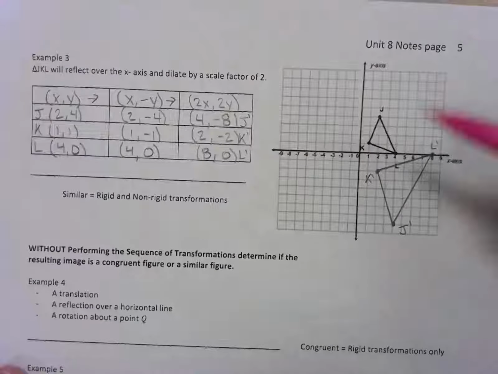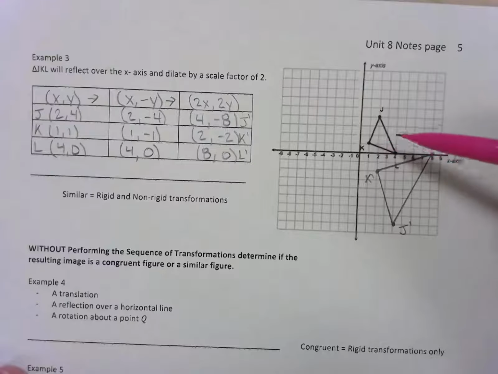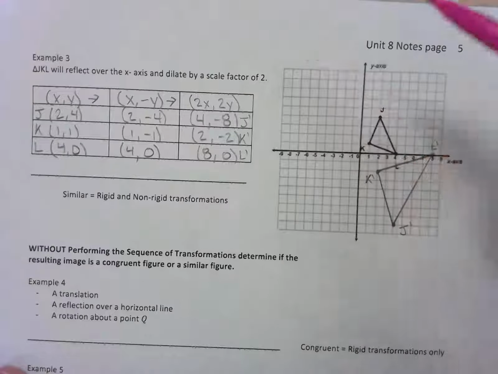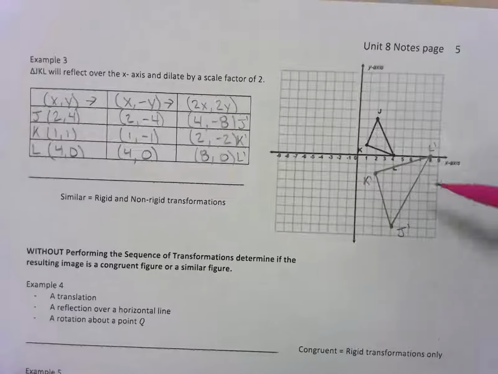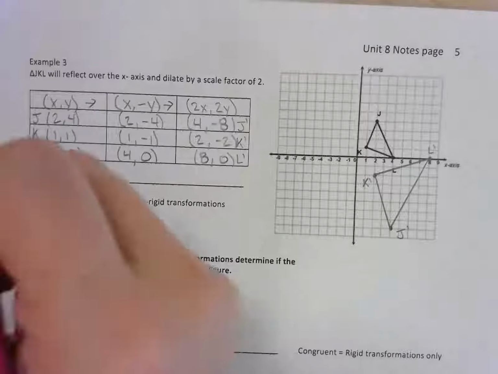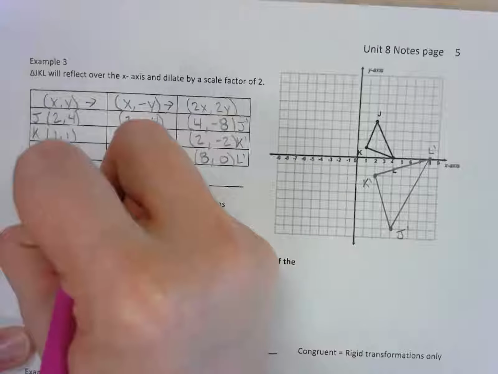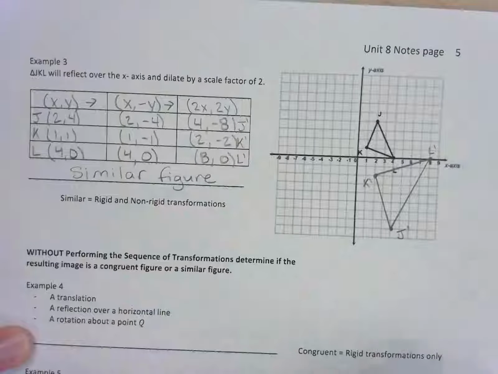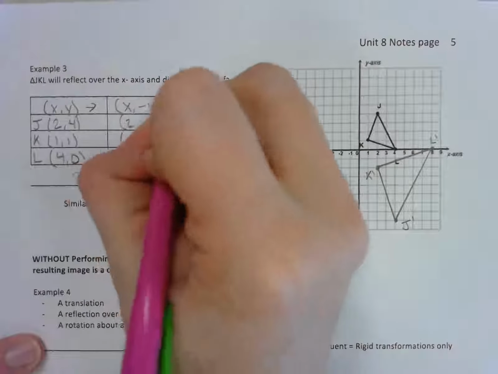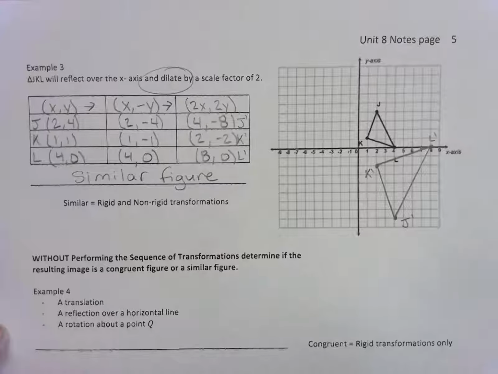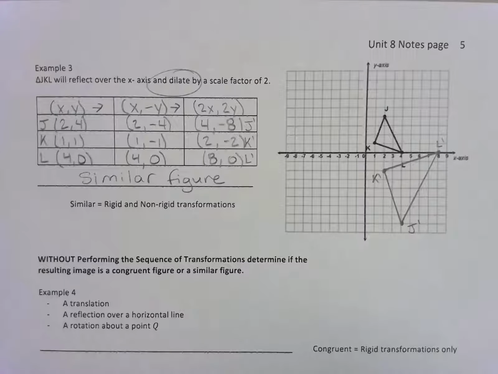And we can see with that triangle, it has reflected over the x-axis. And then it also dilated and grew larger with that scale factor of 2. So because of that, it produced a similar figure. Again, that was because of the dilation that we're going to have similar figures and not congruent figures. All other rigid transformations result in congruent figures.